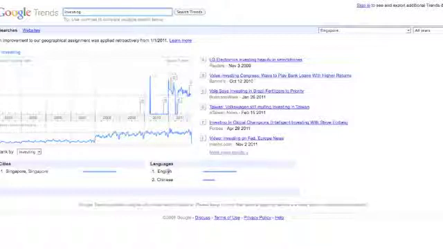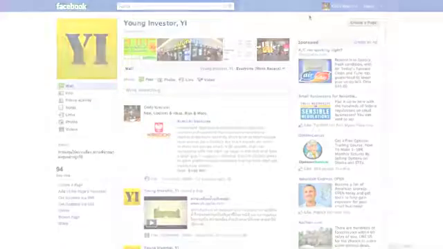English is spoken by a lot of people over in Singapore. I have quite a few friends over in Singapore. But anyway, this is direct marketing for your Facebook ad page using Google Insights and Google Trends.